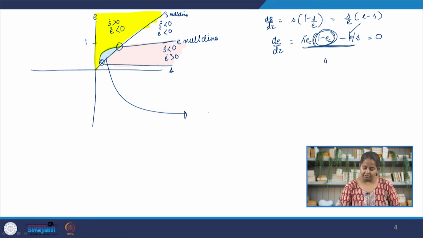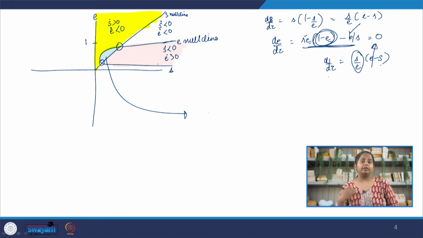So in this case, we have dS/dτ equal to (S/E)(E minus S). Now we know that when E is equal to S, dS/dτ is equal to 0. As E increases, E minus S will become positive, which means since S/E is already positive, dS/dτ will become positive. On the other hand, as E reduces, E minus S will become negative, which means dS/dτ now will be a product of a positive factor and a negative factor. It will be negative. So this is how you need to look at each individual equation to understand the sign of dS/dτ above or below a given nullcline.